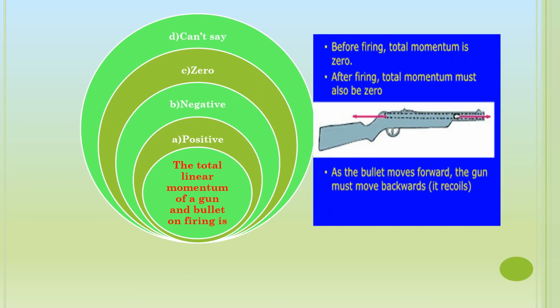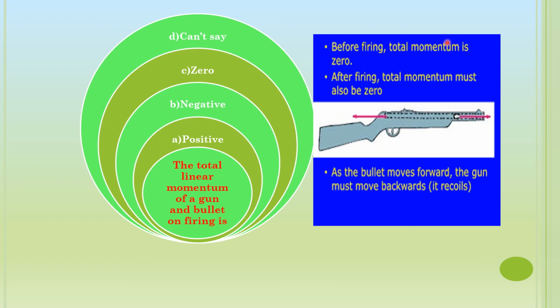Let us see what the question is all about. What would happen if we're talking about the system of gun and bullet? As soon as we fire, the bullet moves in the forward direction. As a result, there will be a force in the backward direction, so the gun is going to move backward. Before firing, what was the situation? Both of them are at rest. So if both are at rest, then total momentum is going to be 0.